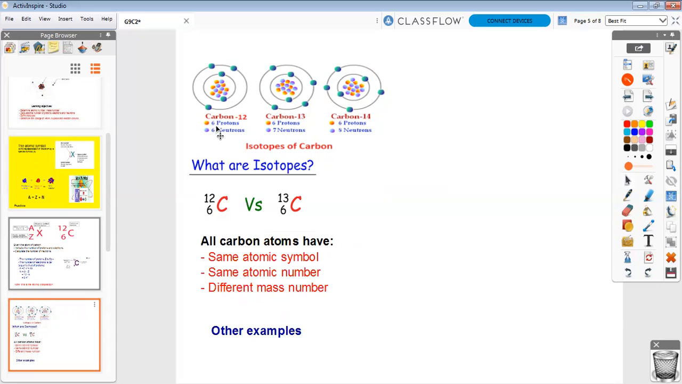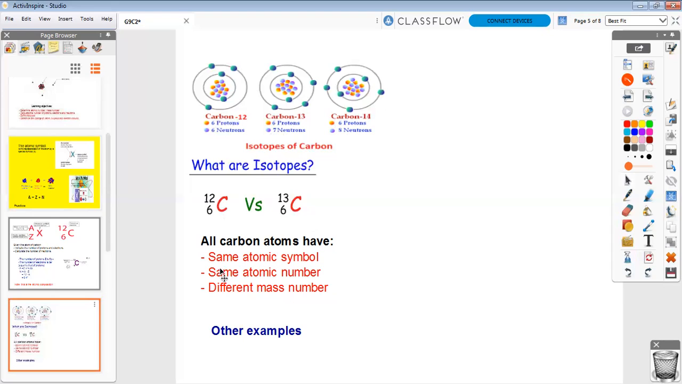Look at the number of protons and the number of neutrons. Here, 6 protons, 6 protons, 6 protons. In the three varieties, the number of protons is equal to 6. In carbon 12, there are 6 neutrons. In carbon 13, there are 7, and 8 in carbon 14. So what is an isotope?